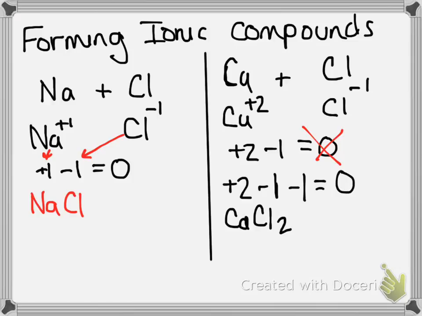Okay? And the last part is, if we want to name these, we're going to just write the metal as is, so we have sodium. But then the ending of the anion we're going to change to an -ide, so it becomes chloride. And the same thing is going to be true for calcium. It's going to become calcium, and then it's going to be chloride again, so calcium chloride.